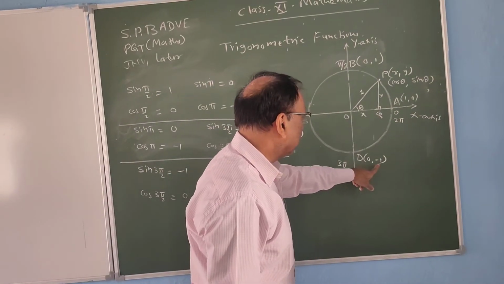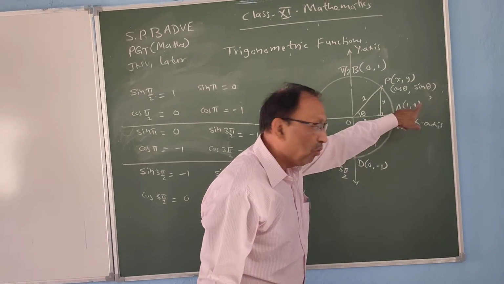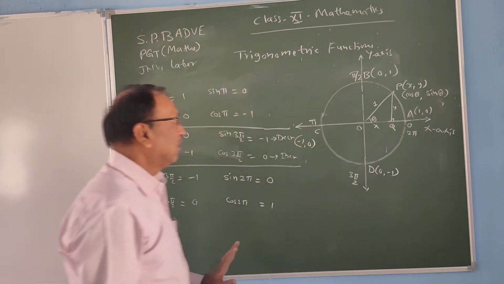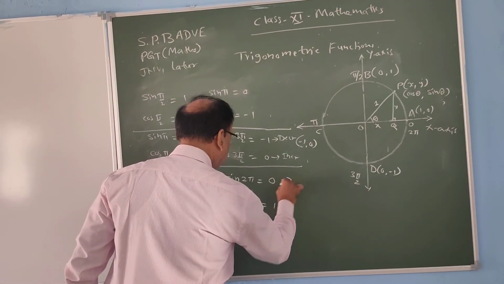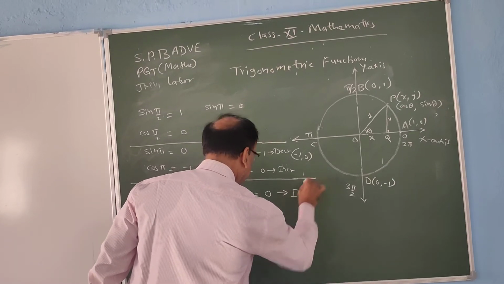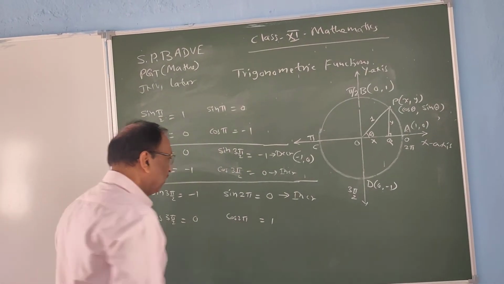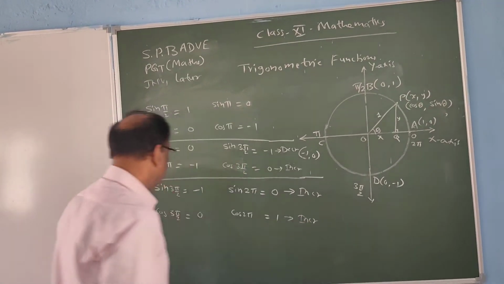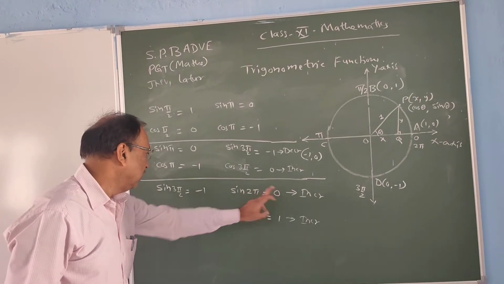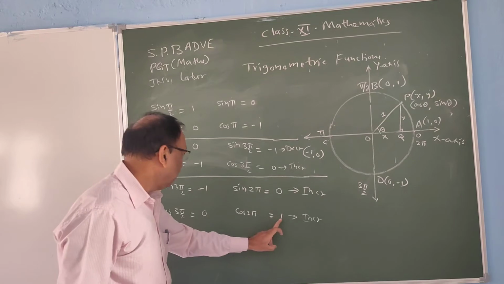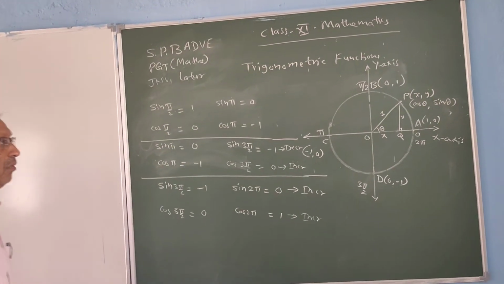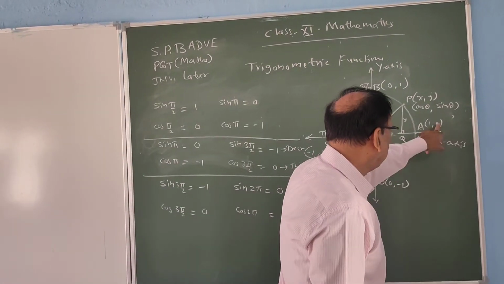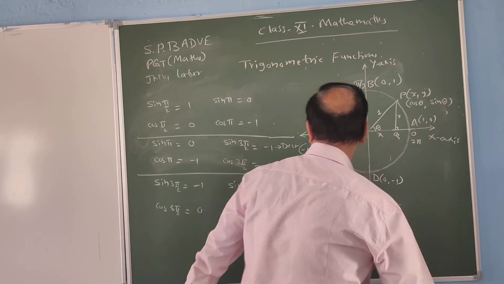See, sin function from minus 1 to 0 increasing, and cos function from 0 to 1 is also increasing. From minus 1 to 0 increasing, and 0 to 1 again increasing. So in the fourth quadrant both are increasing.